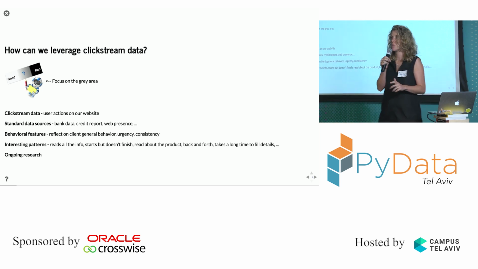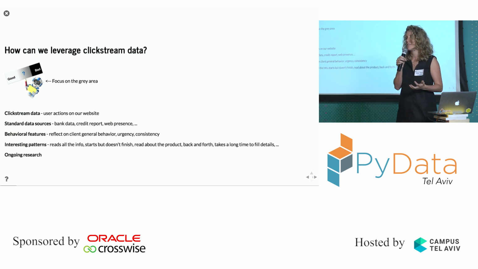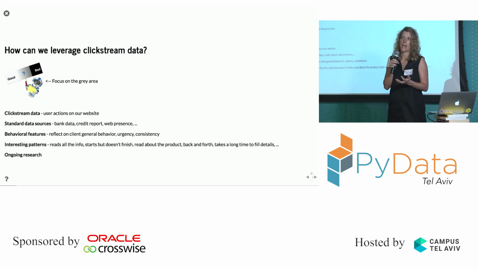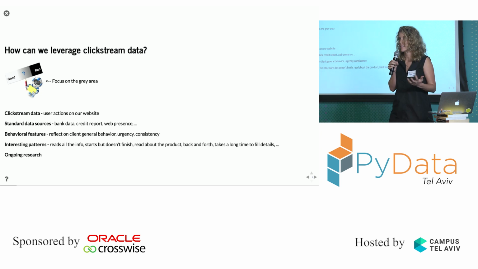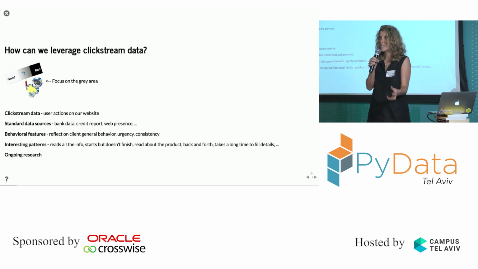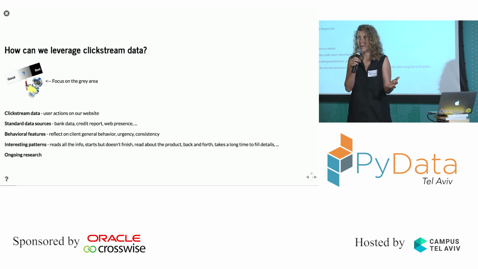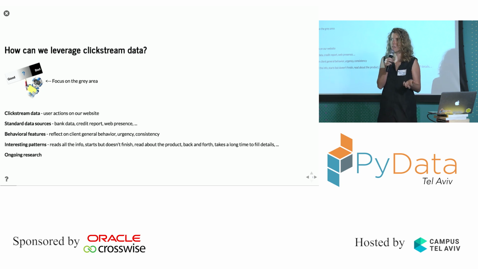today what we usually do to decide whether to give a business a loan, we look at bank reports, at statements, at credit report, at the web presence of the business, all kinds of things. But something pretty unconventional would be to look at the clickstream of the business owner in our website to try to understand the behavior of the user.